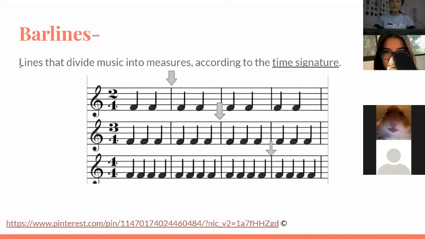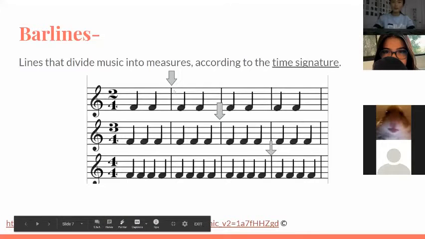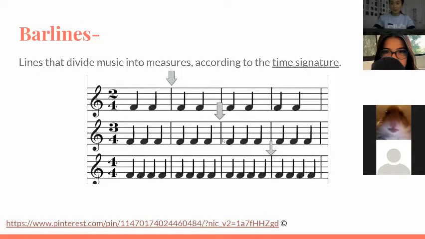Okay? So bar lines are lines that divide music into measures according to the time signature. So what we just talked about, right? This is the example from the last slide. These are the bar lines where the arrows are, right? The little lines that divide each line into different little sections or little boxes. Those indicate the measures. So in each measure, remember, there can only be as many beats as are said in the time signature, right?